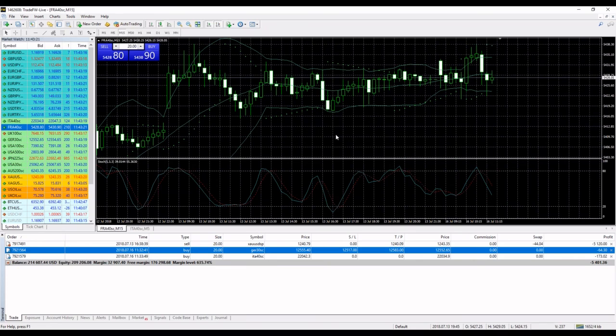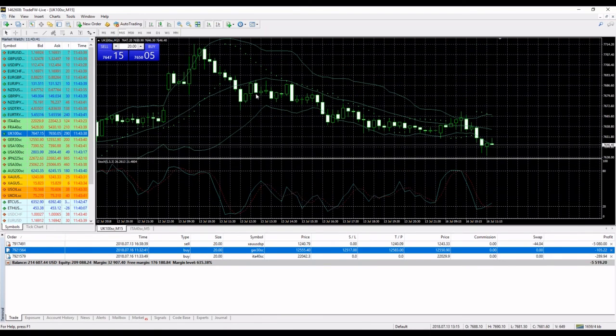It seems that they show now slowly a movement, but it's in the middle area. We have to wait until we get the signal to enter the market here. UK 100, it's coming home.